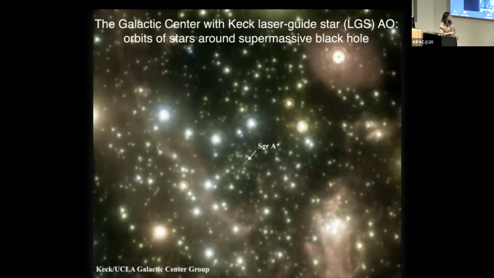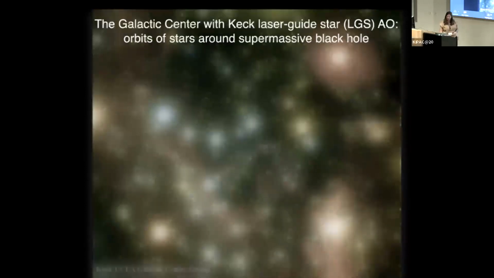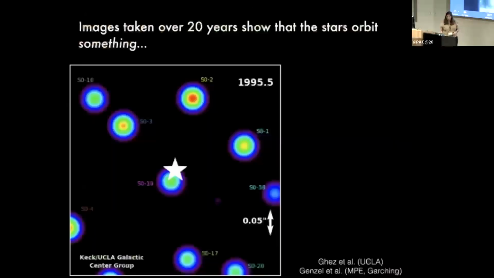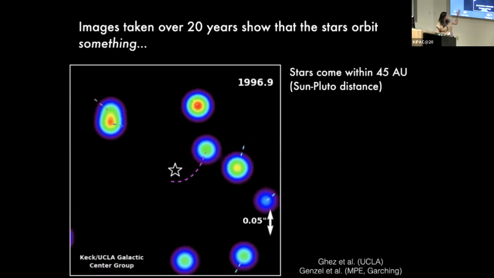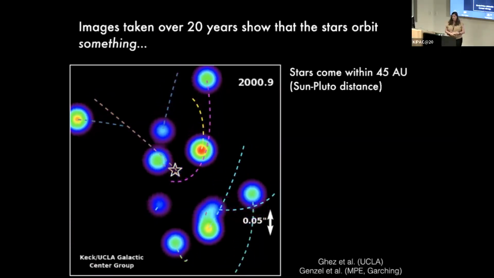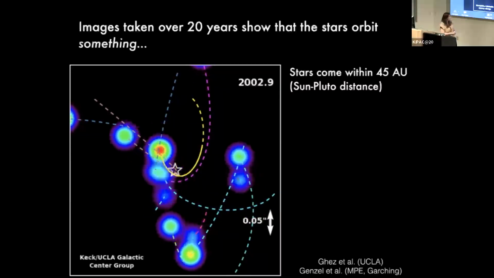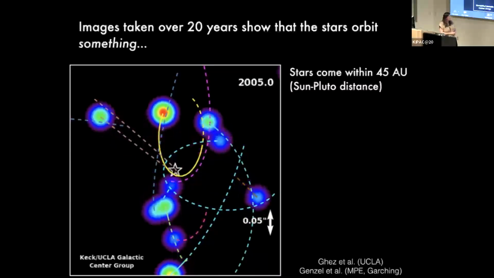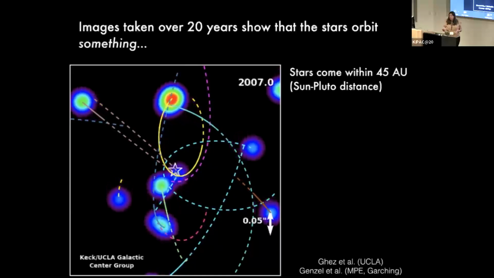So what's the experiment? We take pictures again and again and again, and we watch the stars move. And they move in spectacular ways. Let's get past this and show you how they move. So this is now a movie showing the measurements that we've made at the center of the galaxy, both with Keck and VLT adaptive optic systems over the course of the last 30 years now.